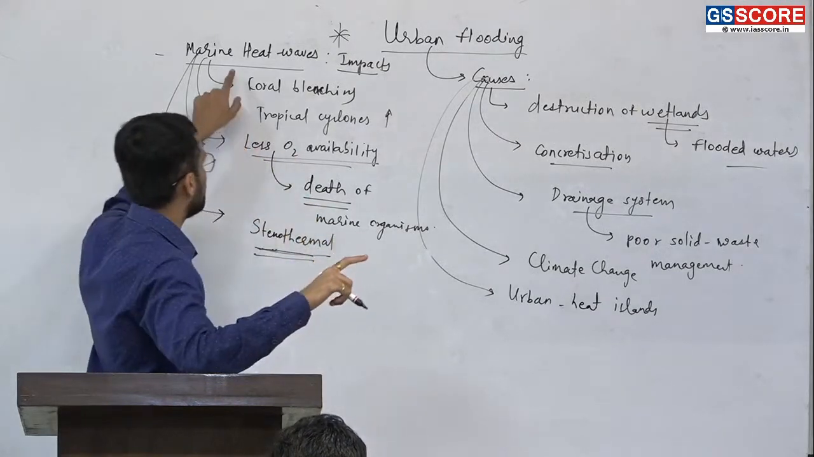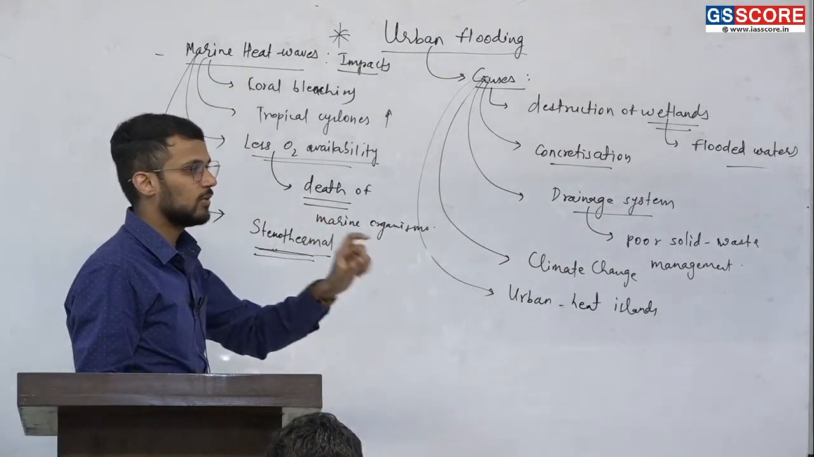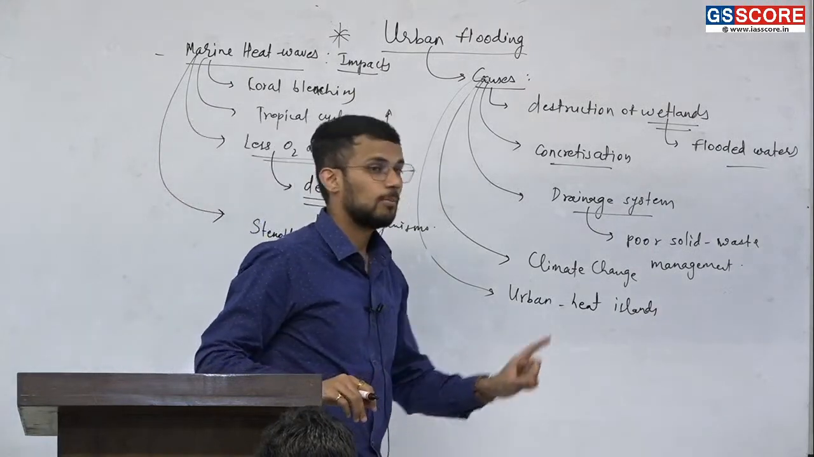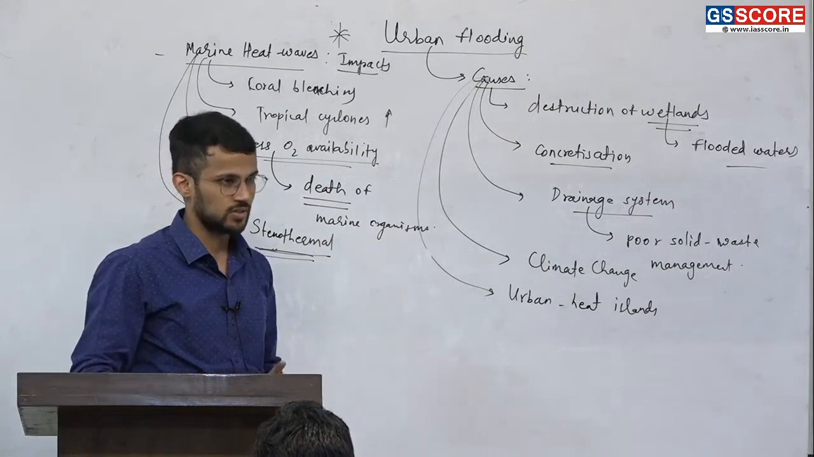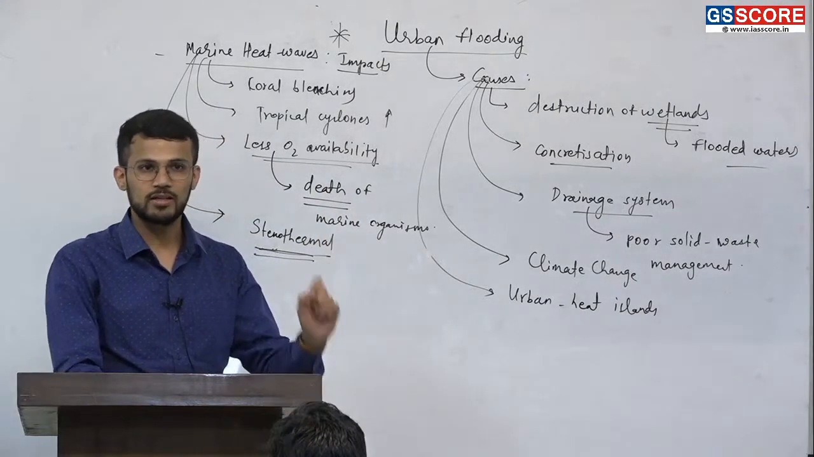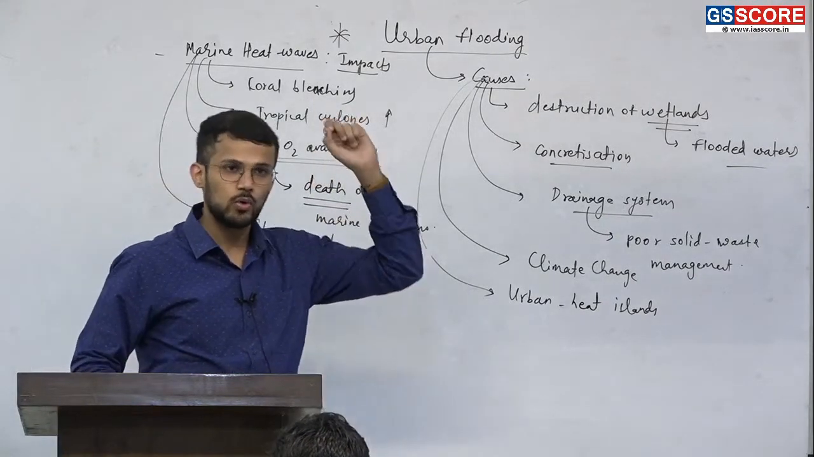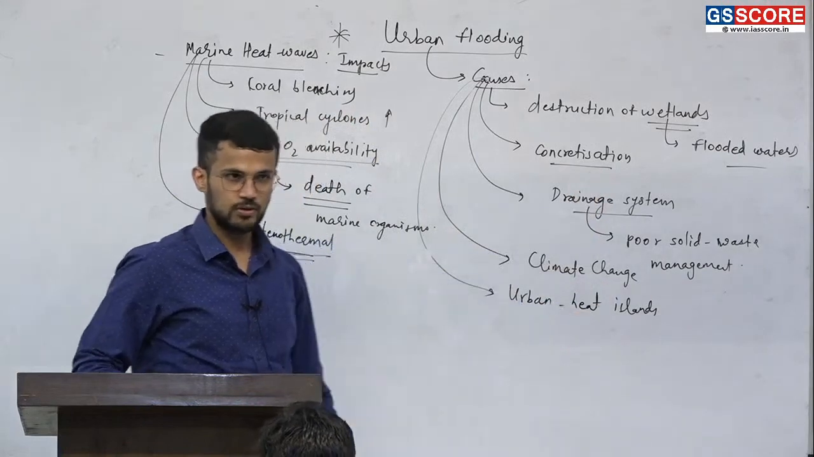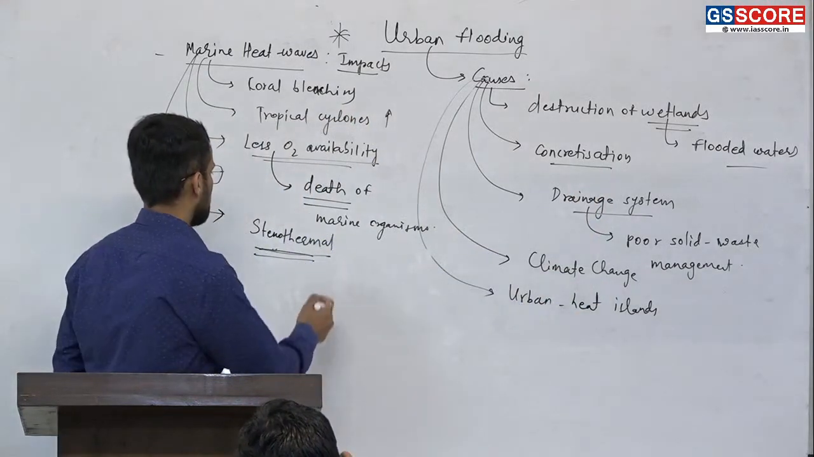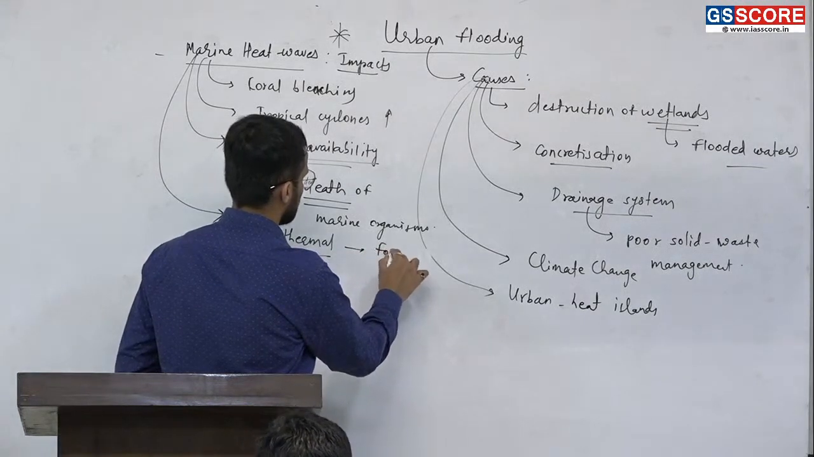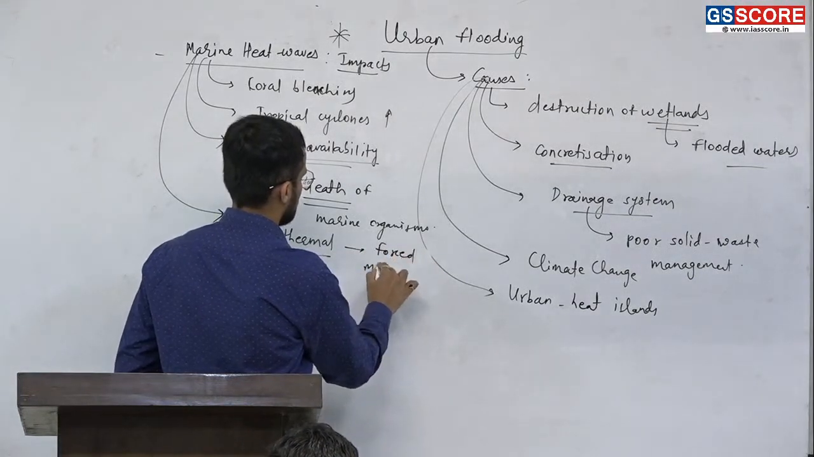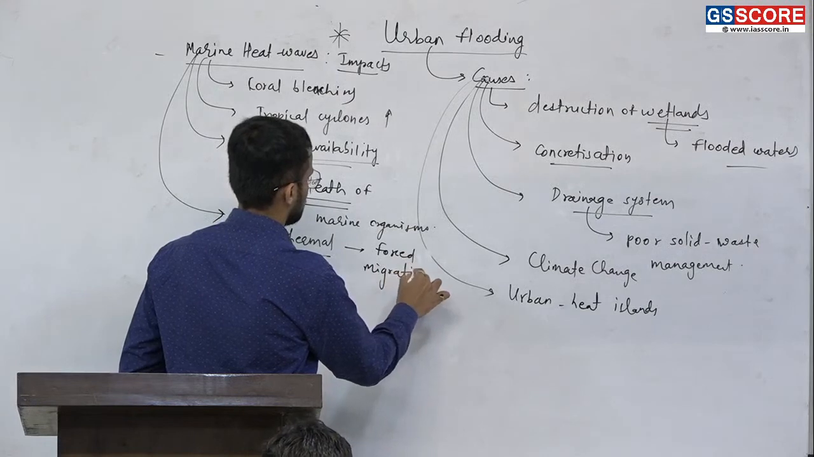And if marine heat waves are there, obviously they will be compelled to migrate towards the polar region. And those who are not able to migrate will go extinct eventually. Fine. So that is one of the impacts. They are stenothermal, and that's why there will be forced migration.